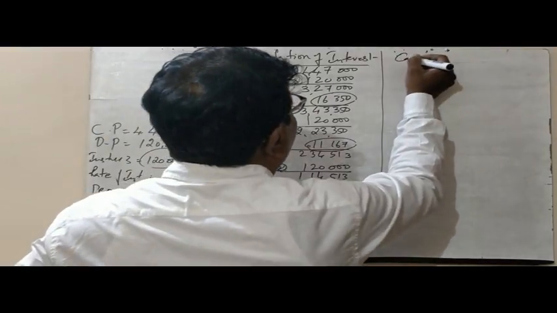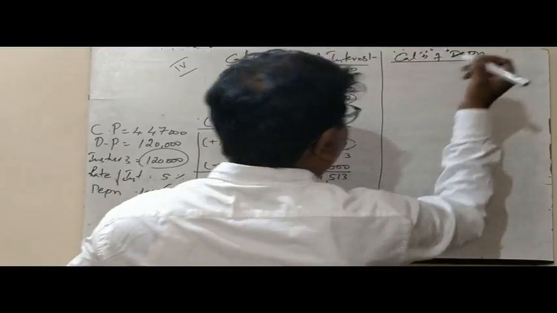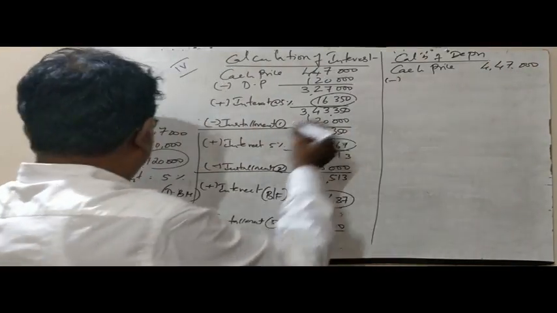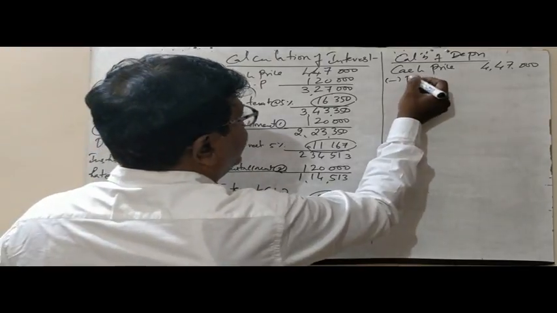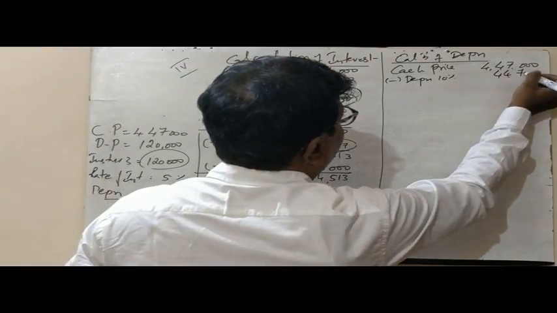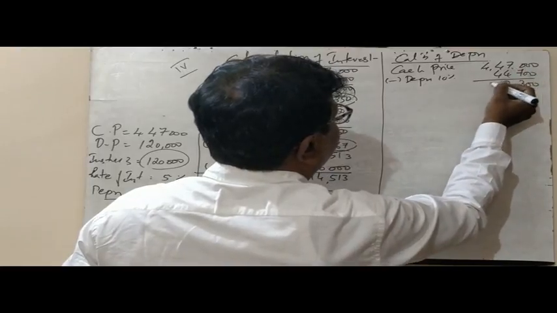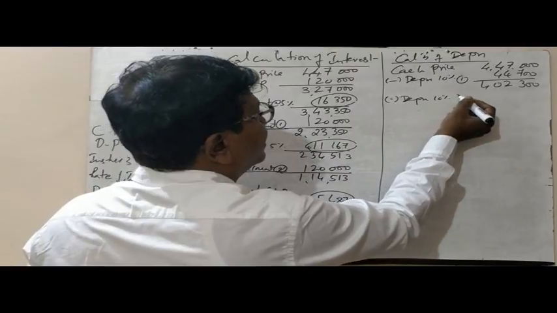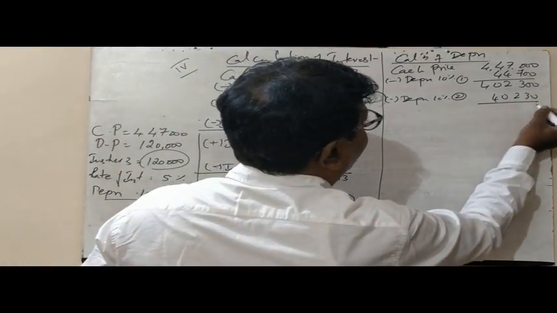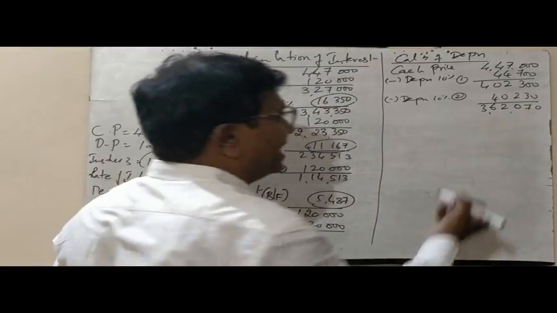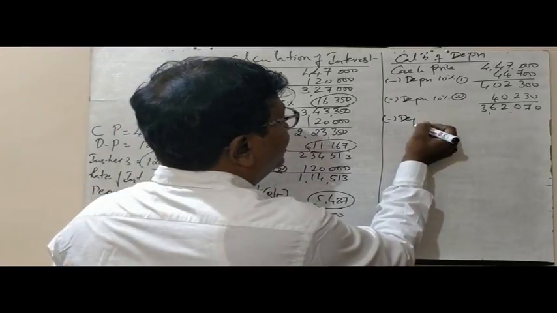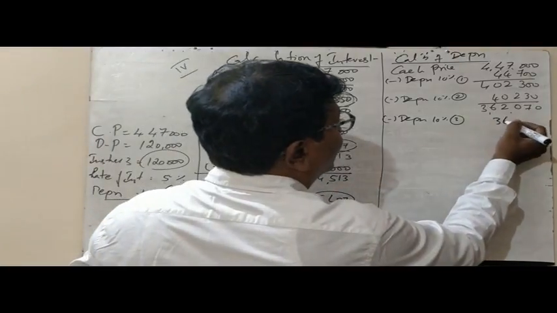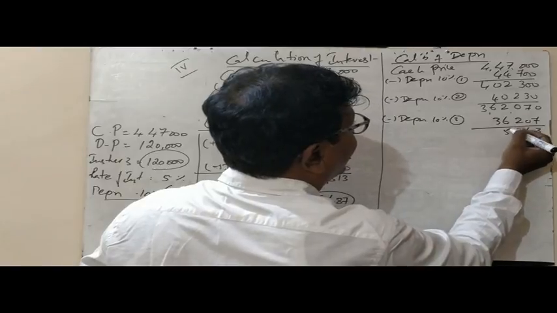Now let us do the calculation of depreciation. See, for depreciation, we should always take the cash price of the asset. The cash price of the asset is 4,47,000, and the rate of depreciation given is 10% per annum. Now depreciation for the first year at 10% is 44,700. The balance will be 4,02,300. This is the first year depreciation. Now depreciation at 10% for the second year, 40,230. Let us deduct, 3,62,070. Now let's deduct depreciation at 10% per annum for the third year on this 3,62,070. So that comes to 36,207.